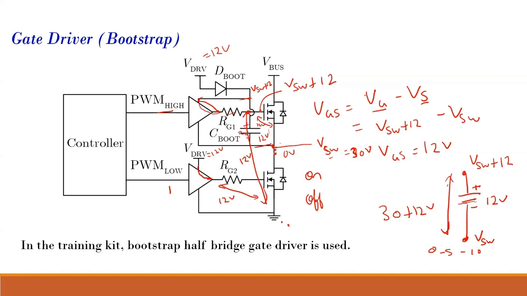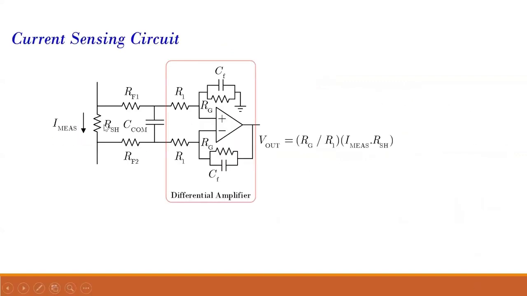The bootstrap half-bridge gate driver is what we have used in the training kit. Now the sensing circuit is this. This is for the current sensing. This is the one where the shunt resistor and the voltage across it is being measured. This RF1 and RF2 will be very high, so effectively we want to minimize the current which is flowing. The current flowing over here is minimum. Then this voltage V shunt will directly come over here, and then through the differential amplifier arrangement, we get it in this format.